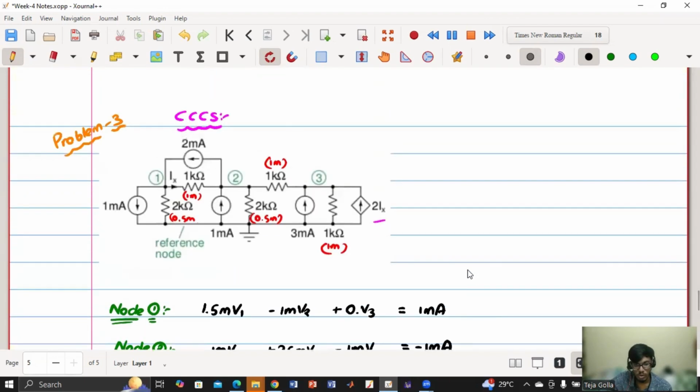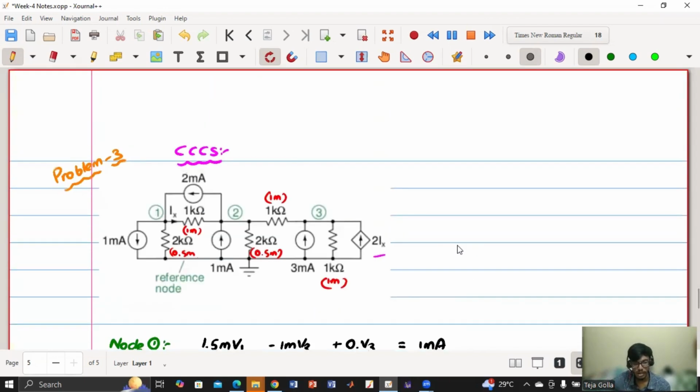So now we're going to do the same thing we did in the previous problem. We'll substitute the value of Ix. So what is the value of Ix? Can someone tell? Ix equals 1 milliampere, someone has said. How is it 1 milliampere? Can you please explain how it is 1 milliampere? 2 minus 1. Ix is the current flowing through the 1 kilo ohm.